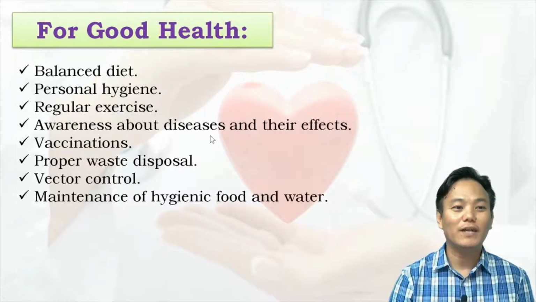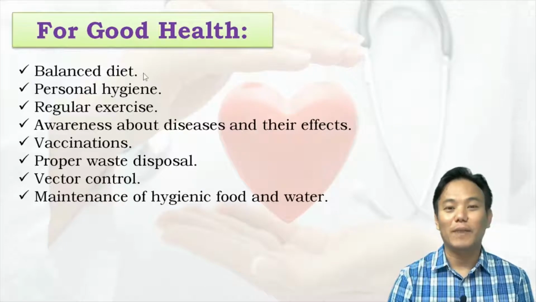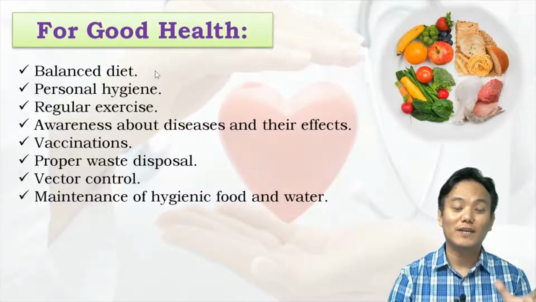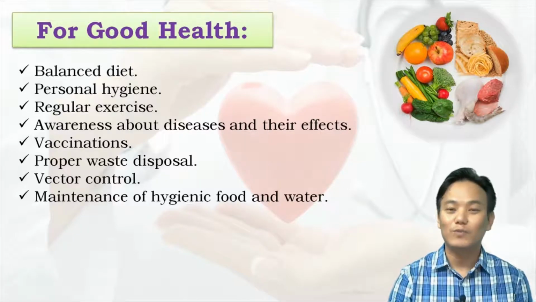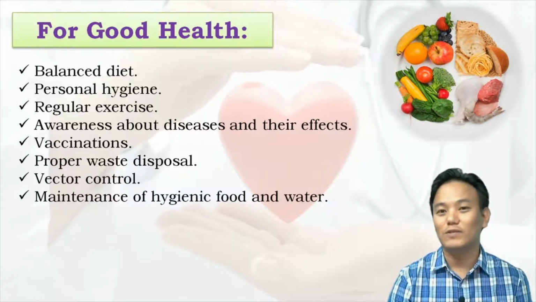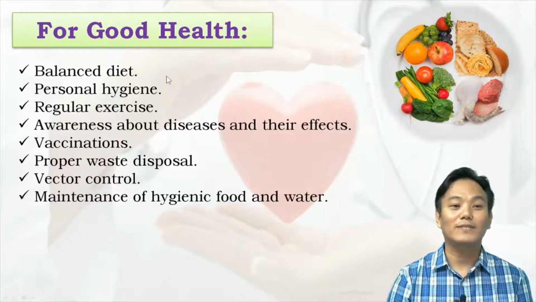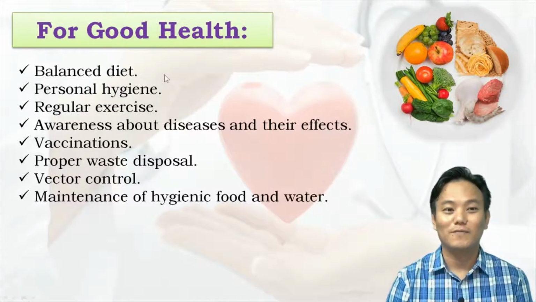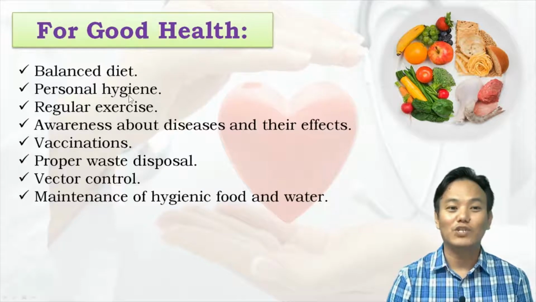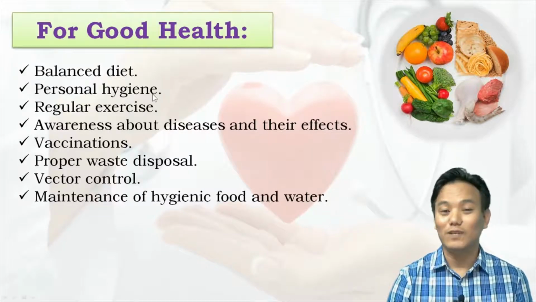So for good health, first of all, you should take a balanced diet. Balanced diet means eating food which contains correct proportions of carbohydrates, proteins, fats, vitamins, and minerals, right? So your body requires all those components of your food for it to function properly. So eating a balanced diet is important for good health. And then we have personal hygiene. Proper personal hygiene is very important for good health.